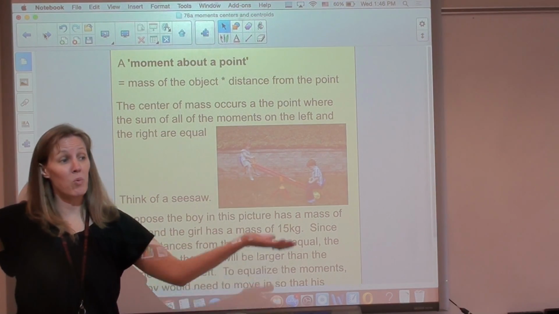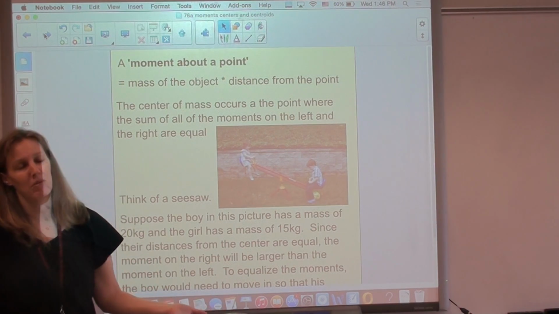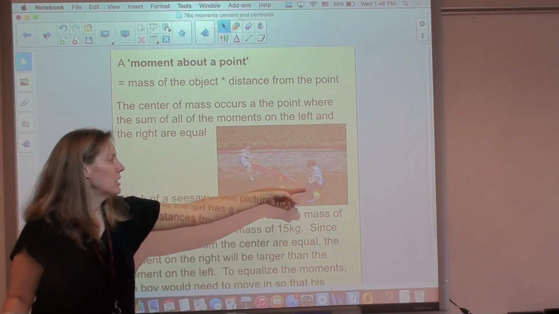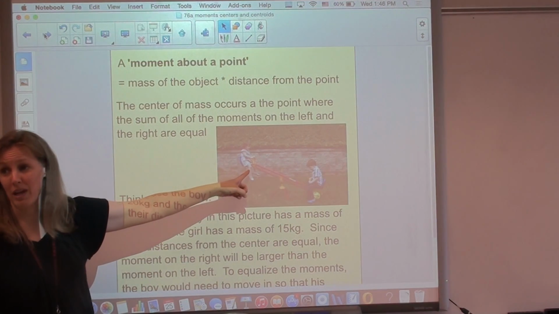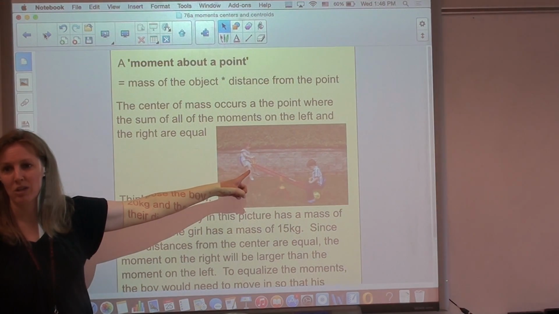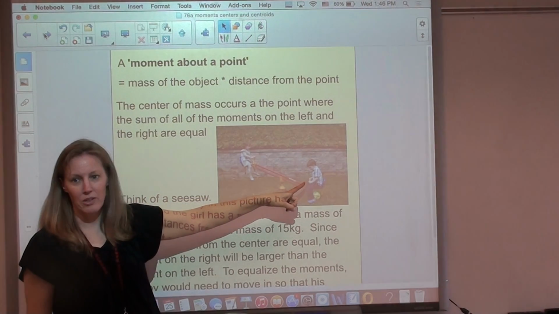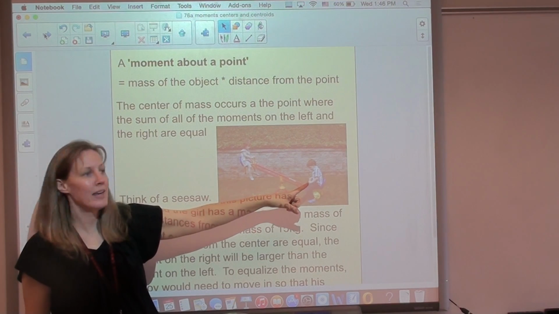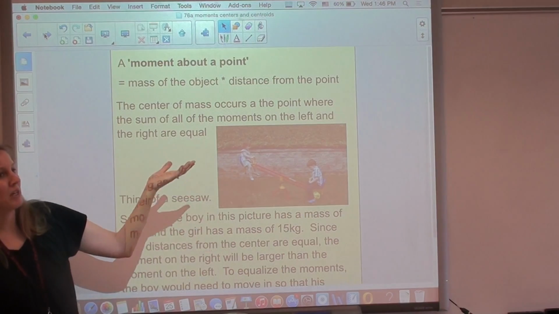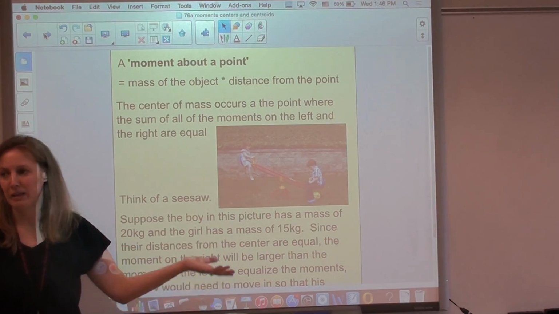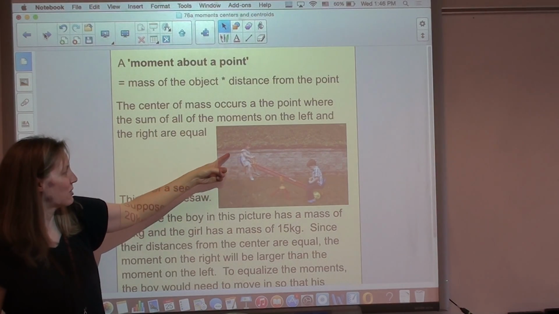So if we want the seesaw to be in balance, one of three things has to happen. The boy needs to lose weight, or the girl could gain weight. We could hand her a big heavy object. Or we could have the boy move in a little bit. Then the moment on the right would equal the moment on the left, and we'd have a seesaw that is in balance. Or the girl could move out.